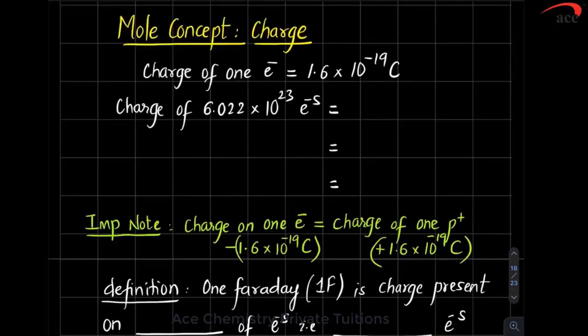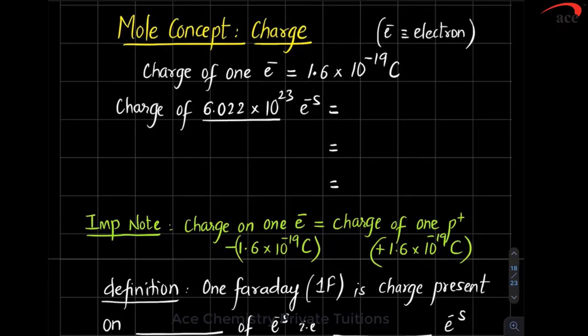So we come to the next part of mole concept only. But now we want to deal with charge. You are aware what is the charge present on one electron? E minus is the symbol we'll be using for electron. You know what is the charge present on an electron? 1.6 into 10 to the power minus 19 coulomb.